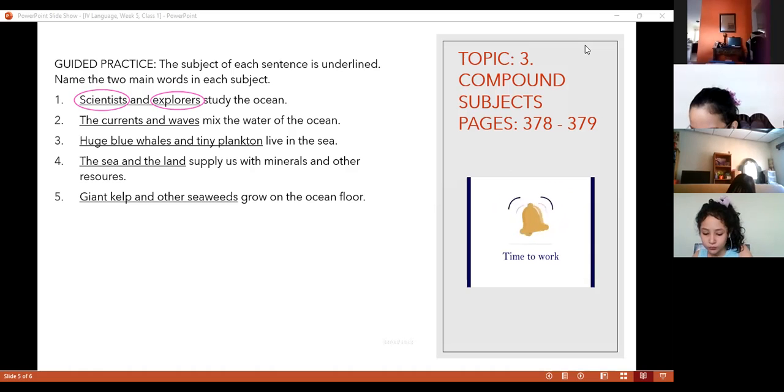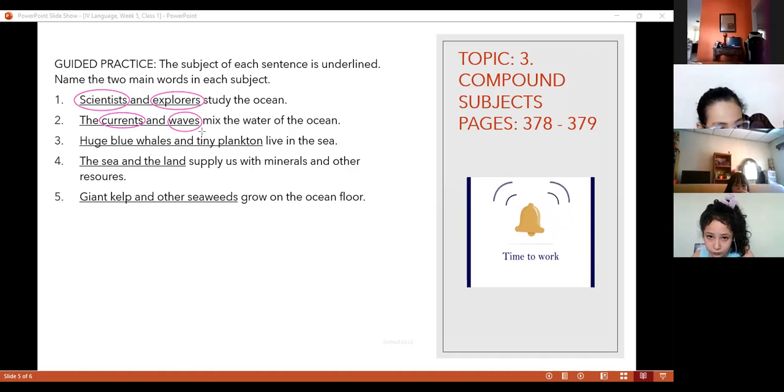Sian, read number 2 and tell me the 2 main words that you identify in sentence number 2, Sian. Currents and waves mix the water of the ocean. Mhm. Currents and waves. Excellent. Number 3, Sian, continue reading, please. Huge blue whales and tiny plankton live in the sea. They live in the sea. Whales. Excellent. And the other one? Plankton. Excellent. Thank you, Sian.